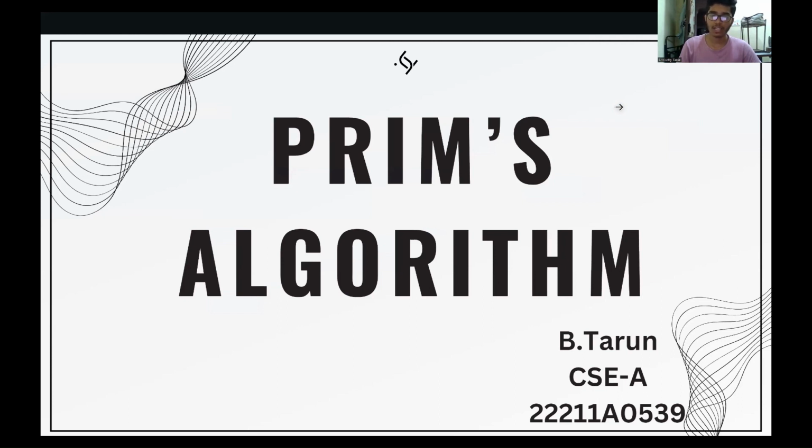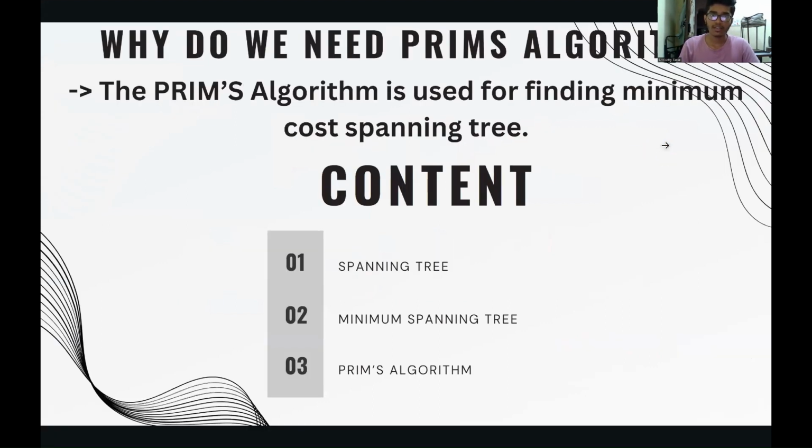Now I'm going to explain about Prim's algorithm. Let us see why we need Prim's algorithm. Prim's algorithm is used to find a minimum cost spanning tree. The main purpose of Prim's algorithm is to find a minimum spanning tree from a given graph.